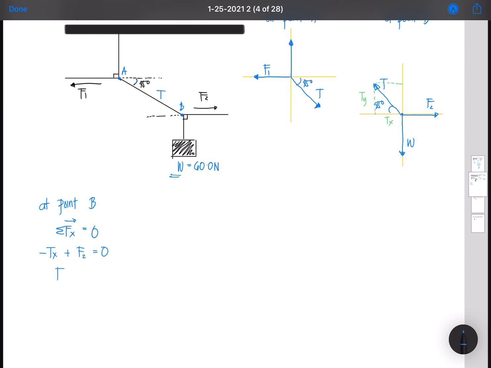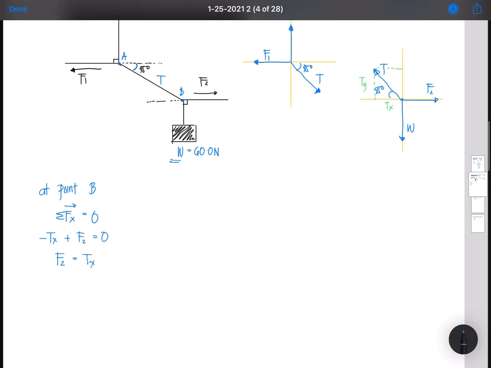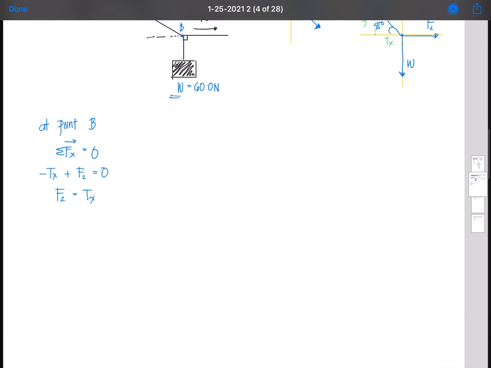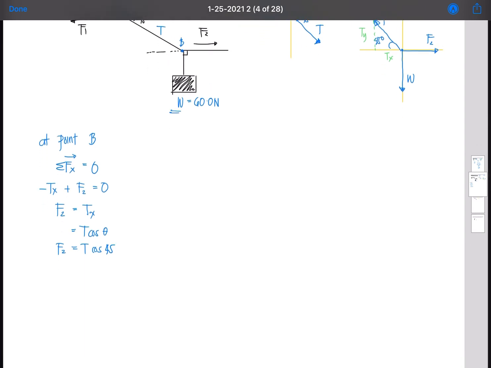Simplifying that, or transposing, we have negative Tx, plus F2 is equal to 0, so F2 is equal to Tx. Take note that we're looking for F2, and if we expand Tx, that is equal to T cosine theta, or T cosine 45. So F2 is equal to T cosine 45. We don't know the value of T yet, and we don't know the value for F2, so we keep this equation for later.